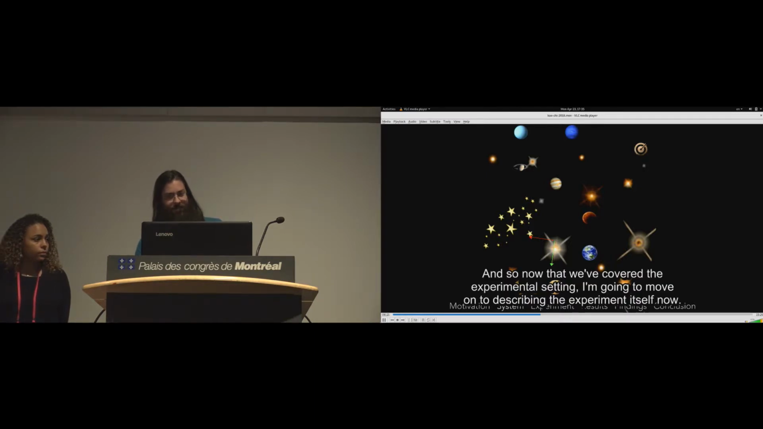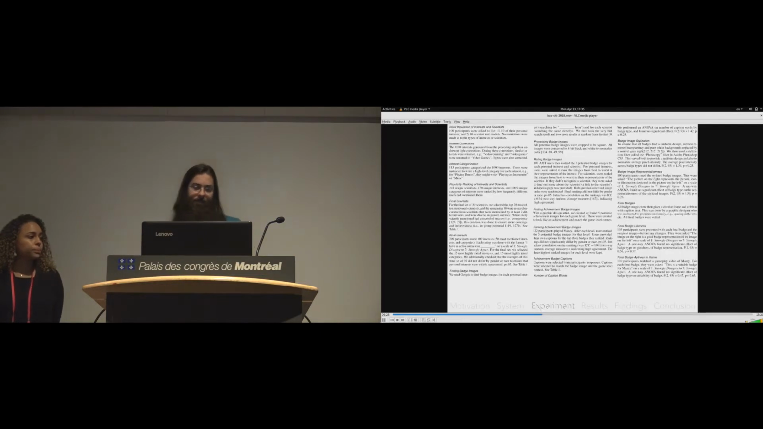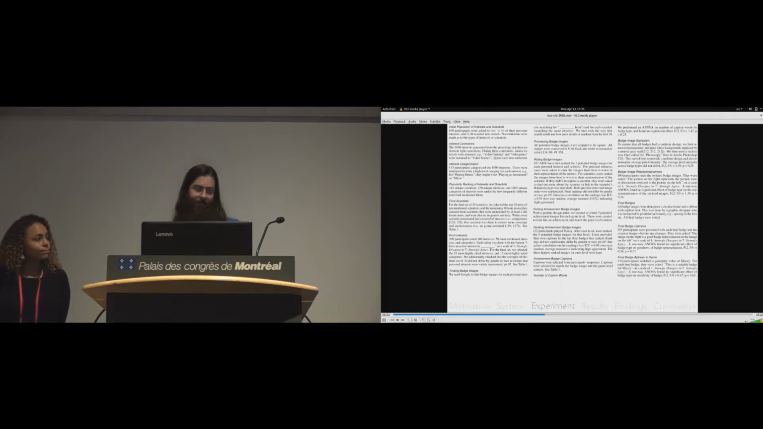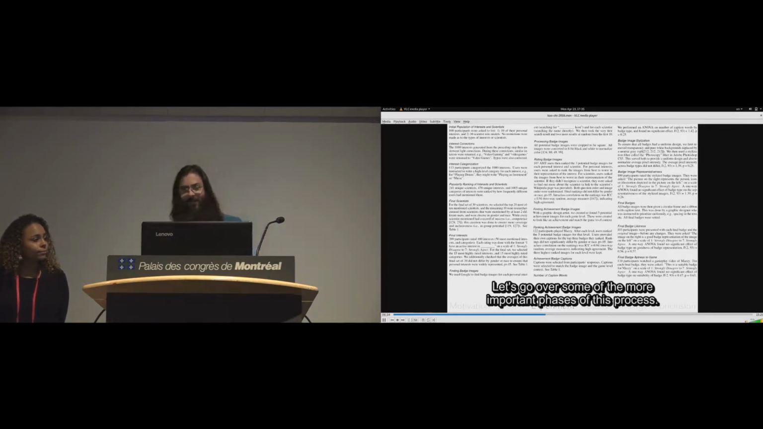And so now that we've covered the experimental setting, I'm going to move on to describing the experiment itself now. We first had to come up with the badges themselves, which was a relatively long process of testing and validation. Let's go over some of the more important phases of this process.